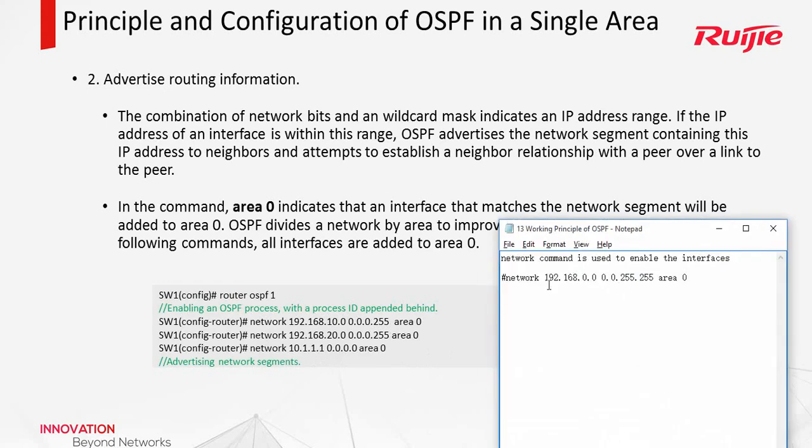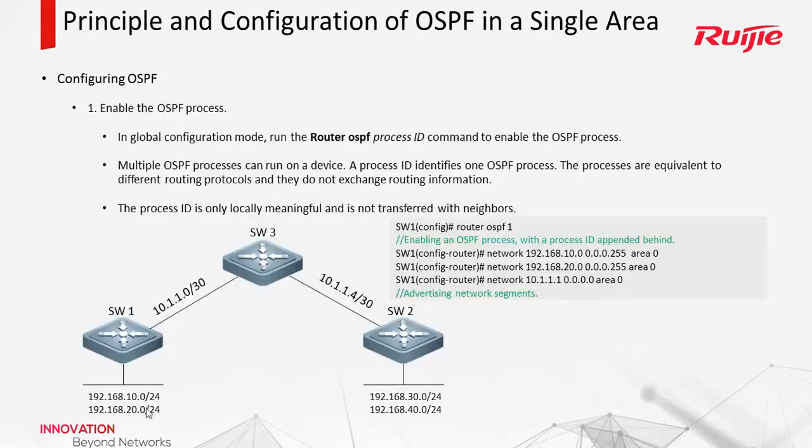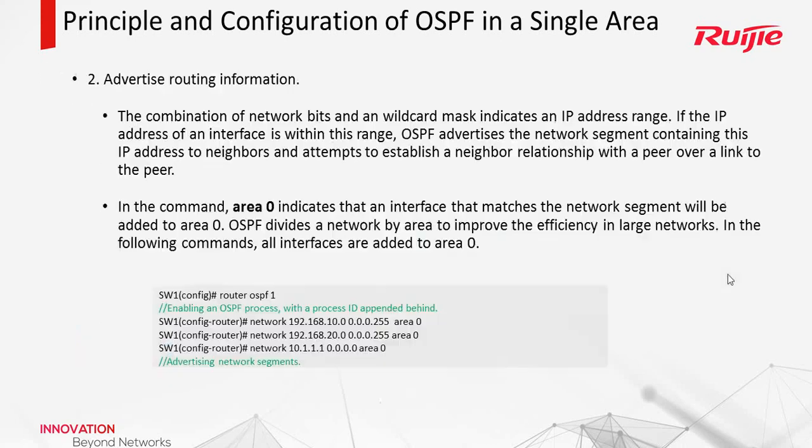But if we use this command, think about what happens. If I use network 192.168.0.0, we know this is a bigger network, and these 2 small networks belong to this bigger network. The answer is the network command is used to enable interfaces. If we use this command, both of these 2 networks will be enabled. It means these 2 interfaces will also run OSPF, with just one command.